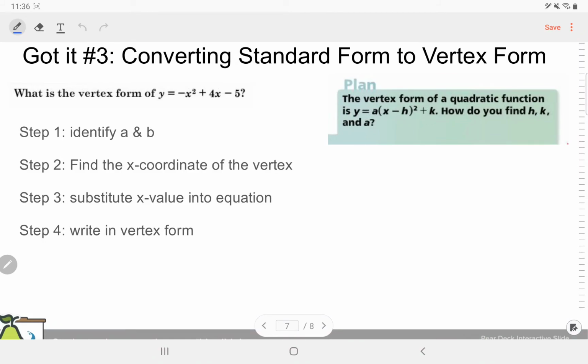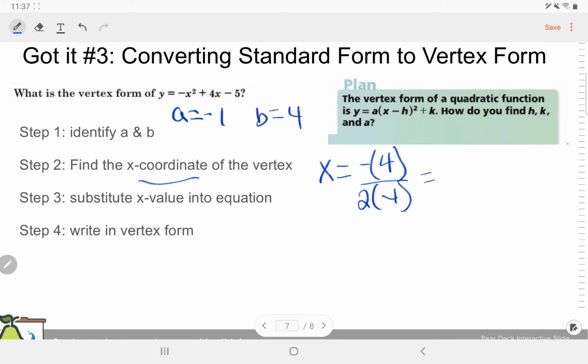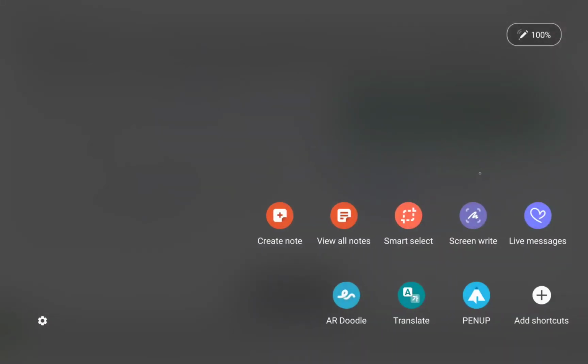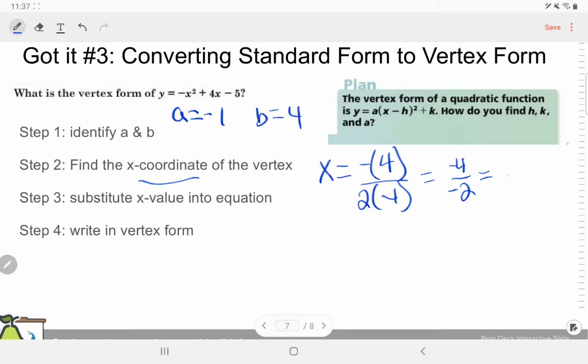If we look at one more example, we have a negative sign in front of our x squared, and it's asking us to put it in vertex form. So a is negative 1, and we have b is positive 4. So we're going to find our vertex. So the x-coordinate of my vertex is negative b, so it's negative times positive 4 over 2 times a, which was negative 1. So we have negative 4 over 2 times negative 1, which is negative 2. And negative 4 divided by negative 2, we get positive 2. So you have to be extra careful with those negative signs.